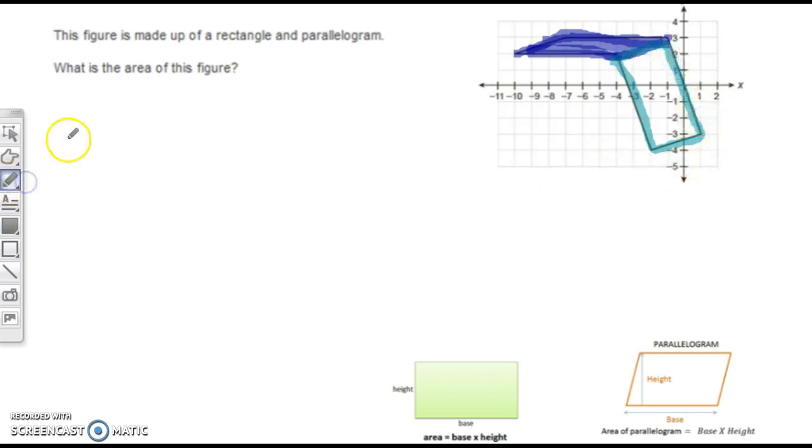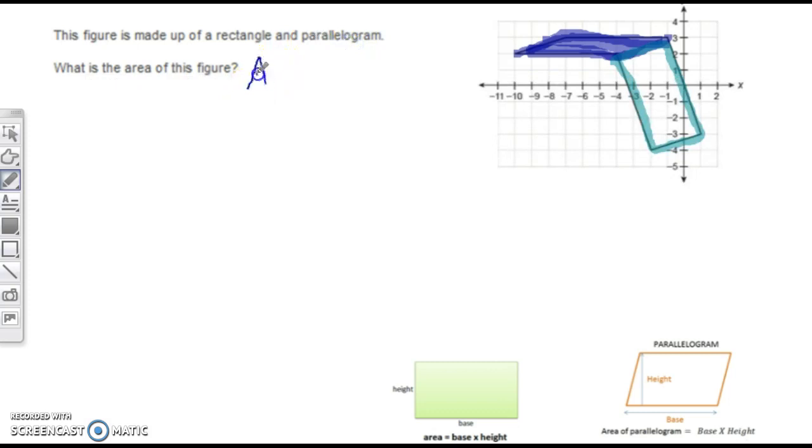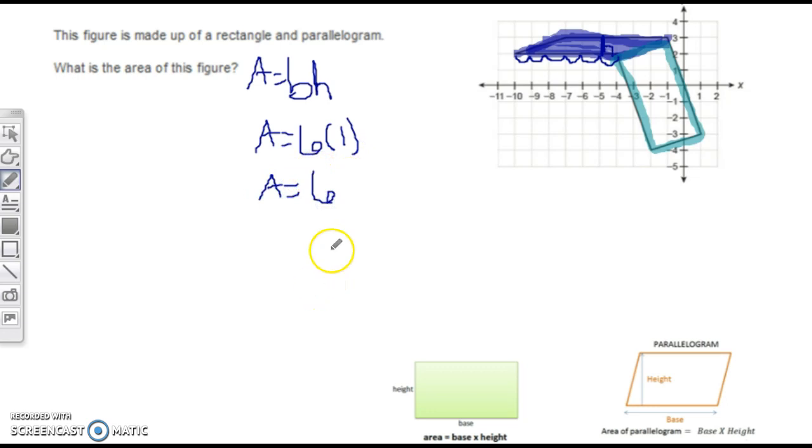Let's find the area of the parallelogram first. Both of the area formulas are the exact same: area equals base times height. In the parallelogram, you have to be really careful. The base is easy to count: 1, 2, 3, 4, 5, 6. But this diagonal length is not the height. Remember, the height has to be perpendicular to the base, so you draw in the height wherever you want. I'm going to draw it right there, and that's 1 unit. So my area of the parallelogram would be 6 units squared.